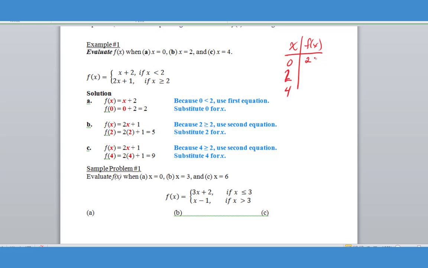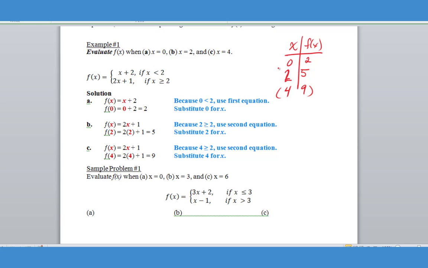Now if we go to B, x is equal to 2, we have to find the one where it makes a true statement. If you say 2 is less than 2, that's not true, but 2 is greater than or equal to 2 makes that a true statement. So we're actually going to use the second piece of this function for part B. And so we plug 2 into 2x plus 1, and you can see we get a result of 5. And then lastly we have 4. 4 is also greater than 2. And so we're going to use that second piece again, and we end up with a value of 9.